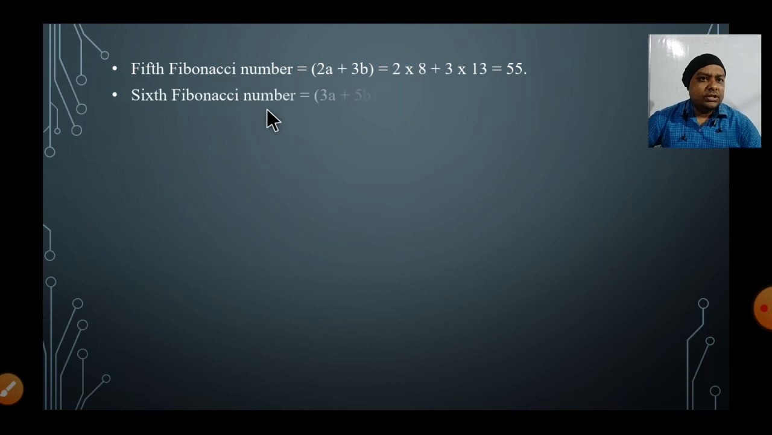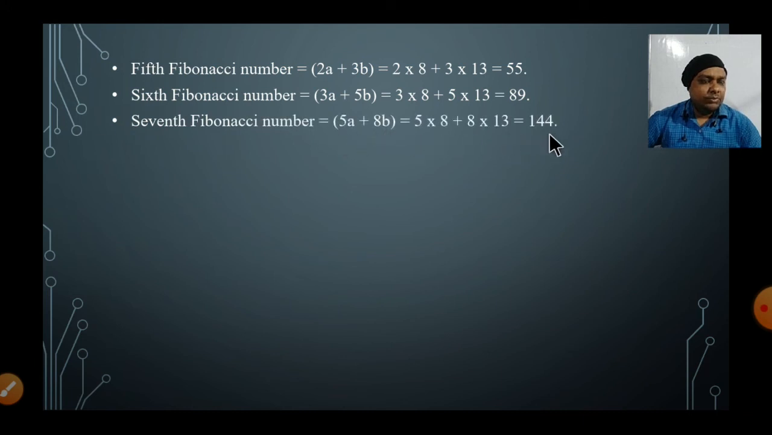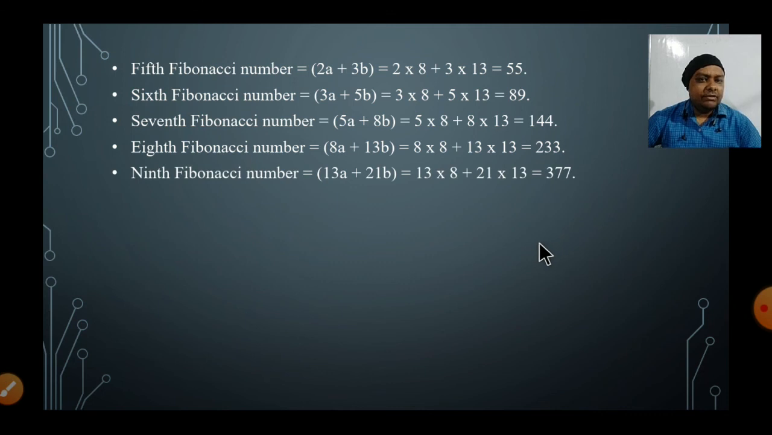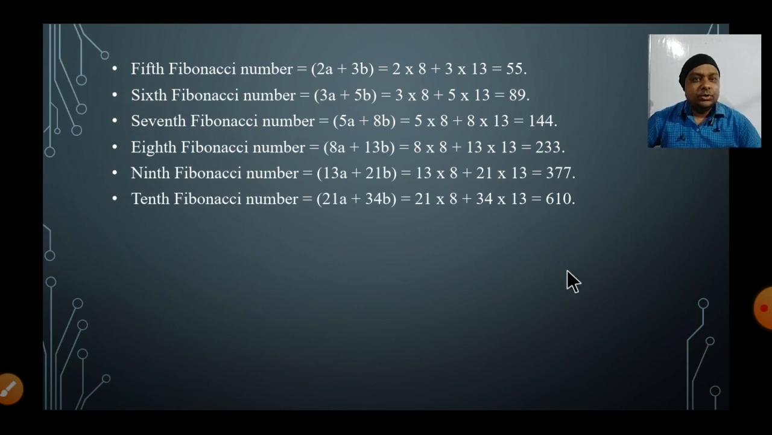Sixth Fibonacci number 3A plus 5B, we will just put the values. Okay. Same as, seventh Fibonacci number will be 144. Eighth Fibonacci number will be 233. Ninth Fibonacci number is equal to 377. And the 10th Fibonacci number is equal to 610. Now we have to verify it also. So at first let's add all the numbers. After adding we will get 1584. Okay. First number, second number, third, fourth, fifth to 10, all.